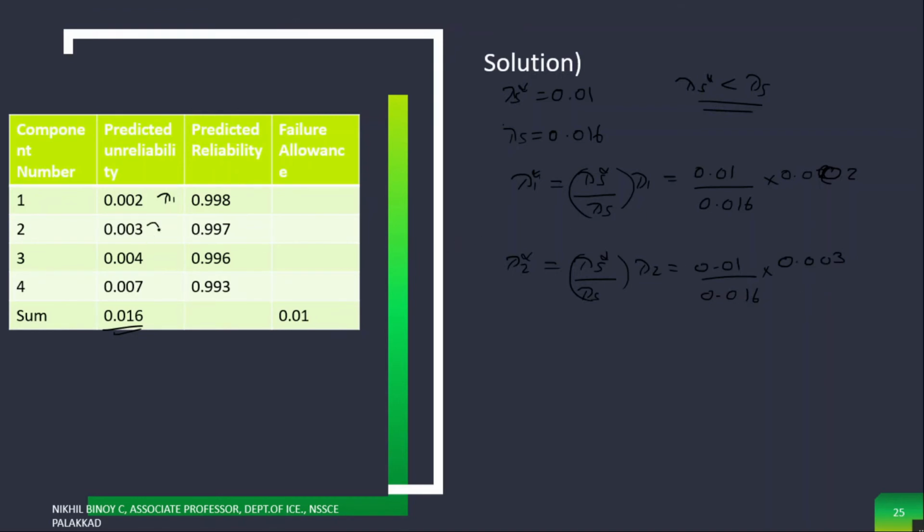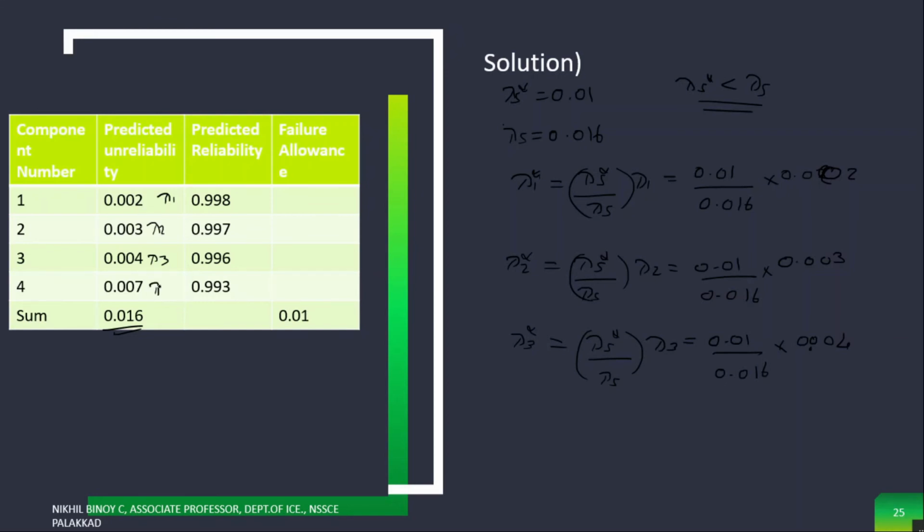So this is lambda 2. Now this is lambda 3. So what is lambda 3 star? Lambda 3 star is equal to lambda S star divided by lambda S into lambda 3, that is equal to 0.01 divided by 0.016 into 0.004. So this value will be the double of lambda 1 star, because 0.004 is the double of 0.002.